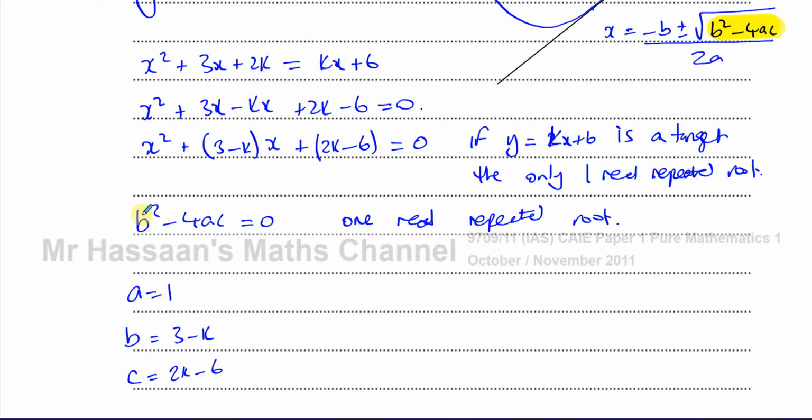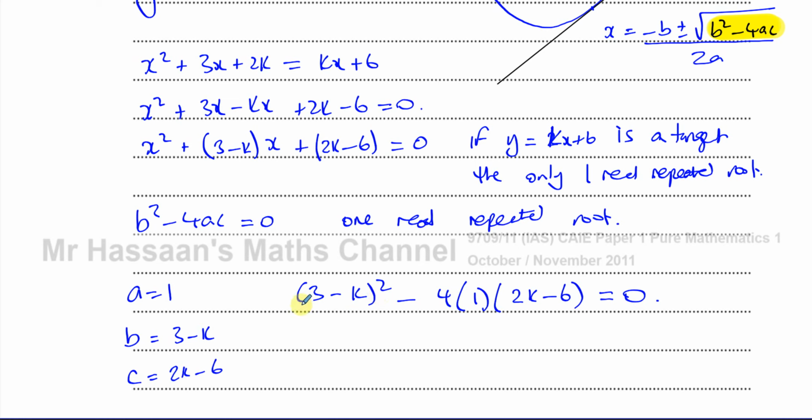So we're going to have b squared, which is 3 minus k all squared, minus 4 times a, which is 1, times 2k minus 6. That is the discriminant, b squared minus 4ac. We know that has to equal 0. b squared minus 4ac has to equal 0.